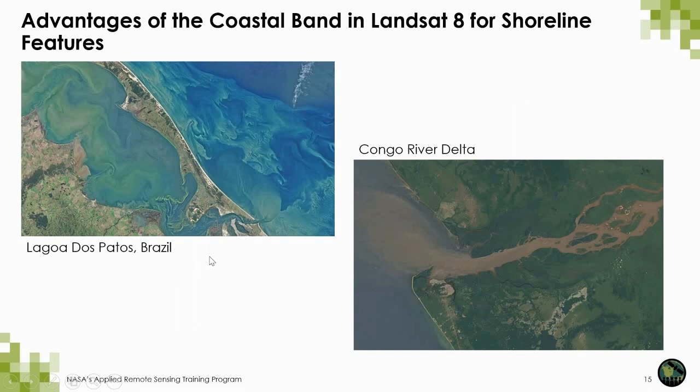This is another example here, also two Landsat 8, in this case true color images, that show the advantage of using the coastal band for following events such as algal bloom events or even river plumes. So despite the 30 meter pixel resolution, it also allows for studying shoreline changes, particularly at the continental scale, but also on the island scale, depending on the size of the island and the size of the shoreline.